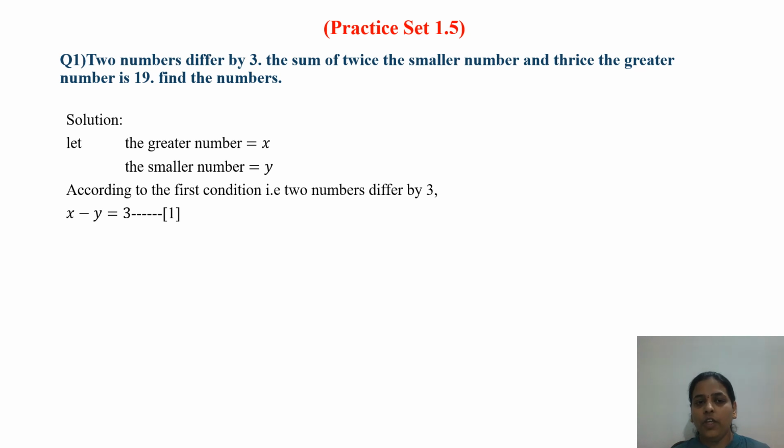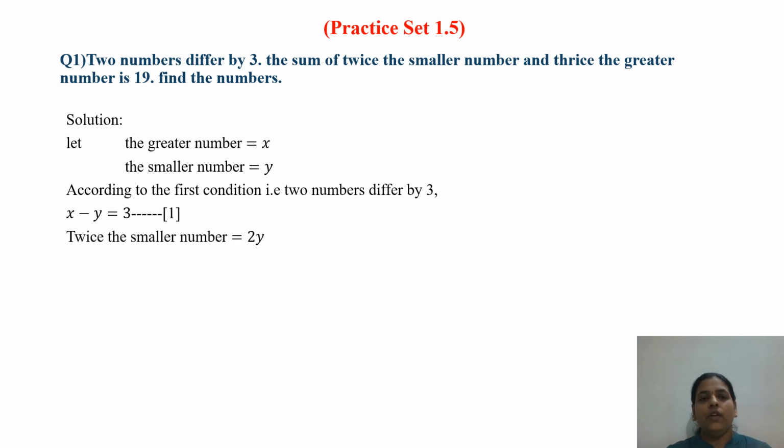So how do we form the equation for this statement? x minus y is equal to 3. Why x minus y? Because it is the difference of the given numbers, and in the earlier step we considered the greater number as x and the smaller number as y. So the equation is x minus y is equal to 3. Understand this step?